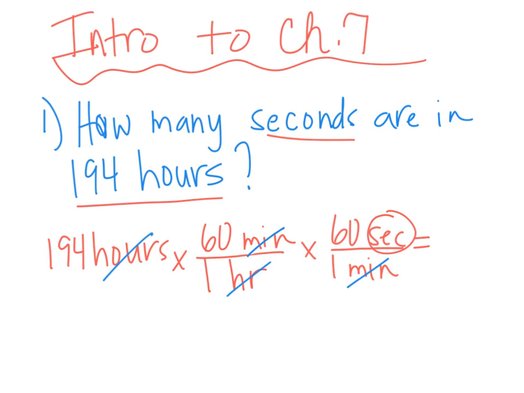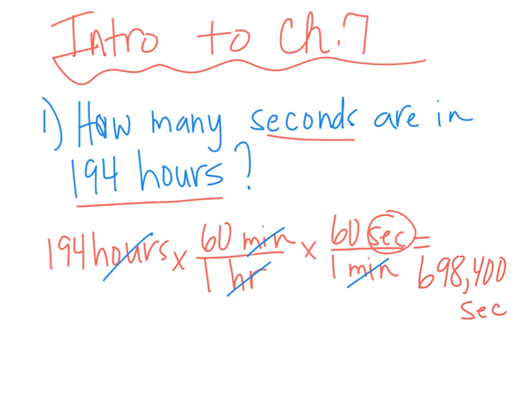All right, so I got this really big number. 698,400. All right, let me just double check my calculator to make sure that I got that correct. So 194 times 60 and then times 60 again. All right, so that is the number that I got, and that's in seconds.